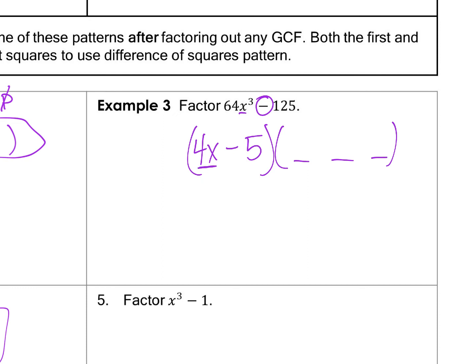So we square 4x. 4x times 4x is 16x squared. We multiply these to get negative 20x, but we do the opposite sign and put plus 20x. And then we square negative 5. Negative 5 times a negative 5 is positive 25.